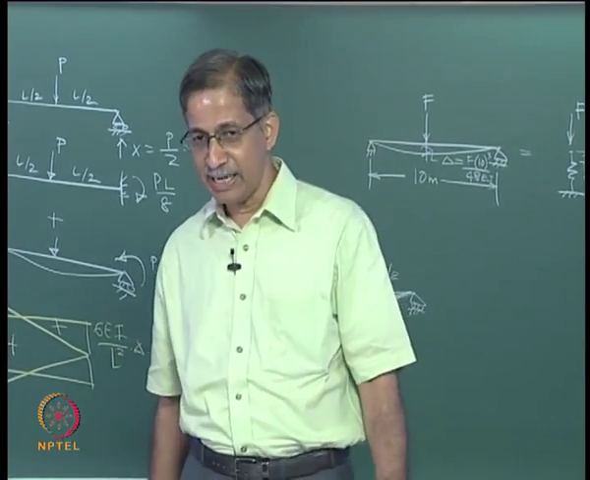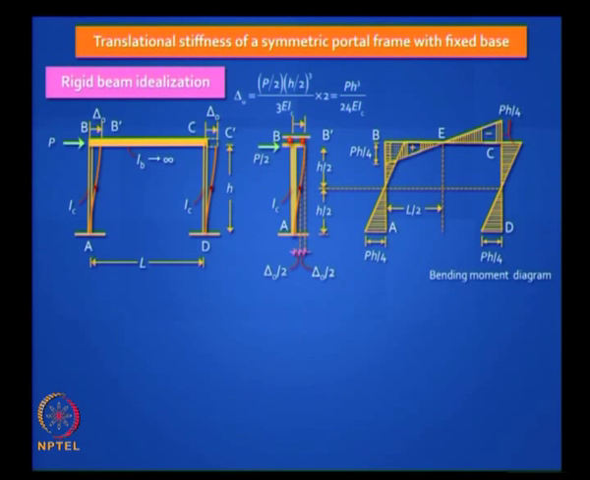This is a bending moment diagram. Can you see for this particular case, this is P, this is P by 2 into H by 2 is PH by 4. So, you get typically bending moment diagrams like that. And K has a value of 24 EIC by H cubed.